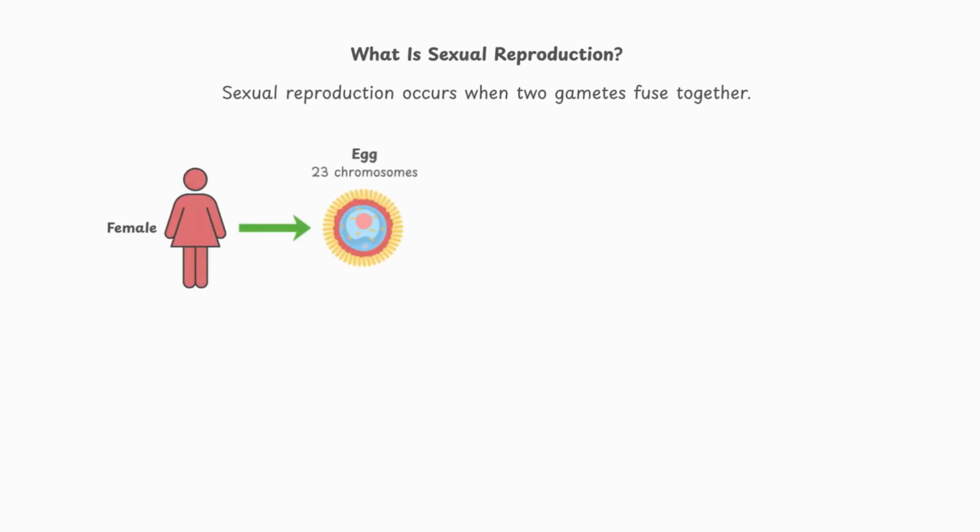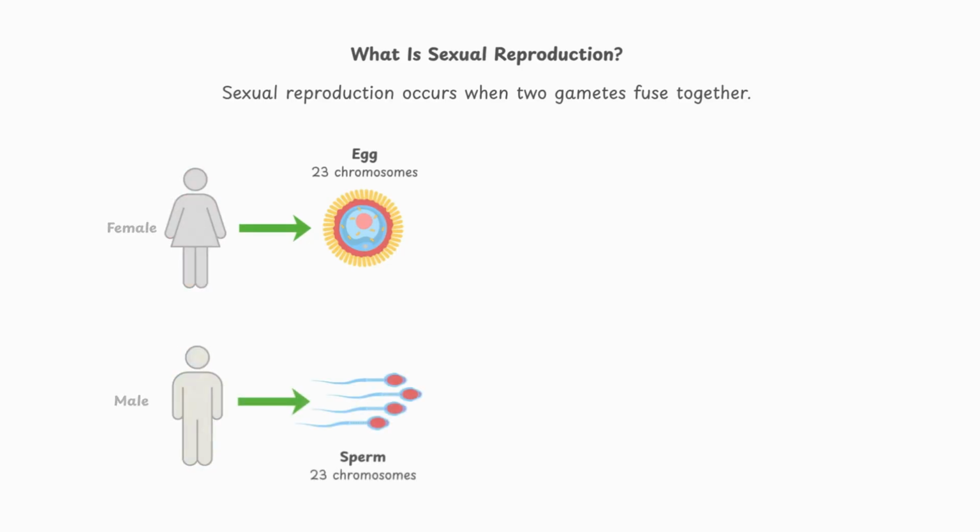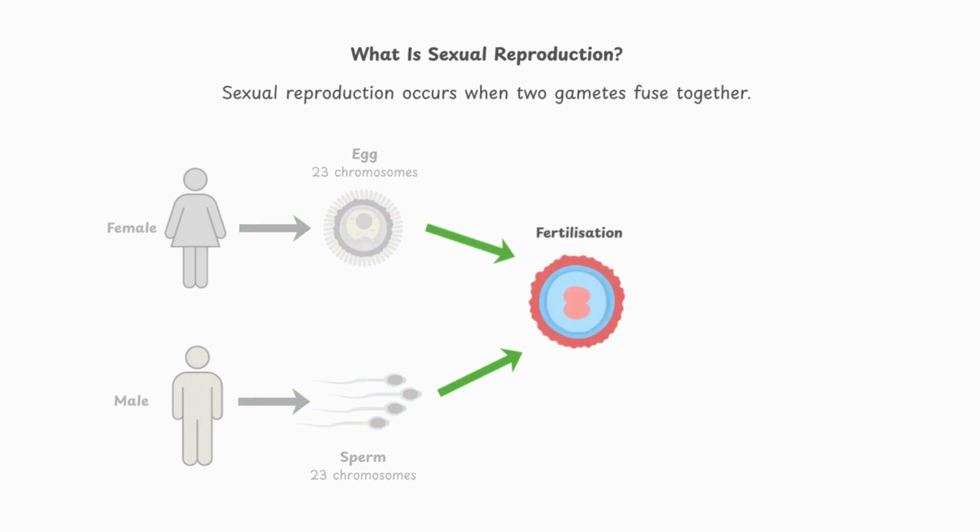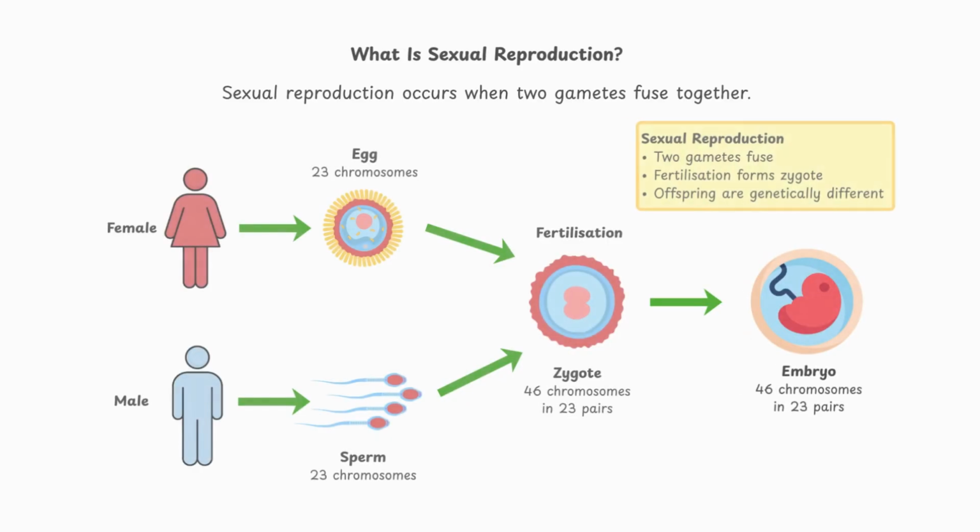What is sexual reproduction? Sexual reproduction occurs when two gametes fuse together. In humans, the female produces an egg cell and the male produces sperm cells. Each of these gametes contains 23 chromosomes. When the sperm meets the egg, fertilization takes place. The nuclei fuse together to form a zygote. This zygote now contains 46 chromosomes, arranged in 23 pairs. The zygote begins to divide and develop into an embryo. Because genetic material comes from both parents, the offspring are genetically different.